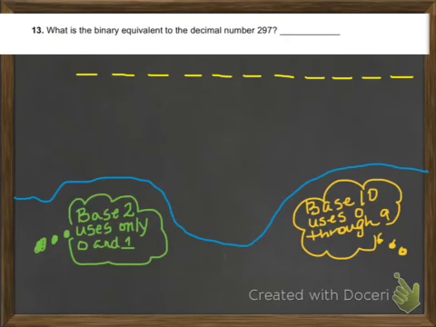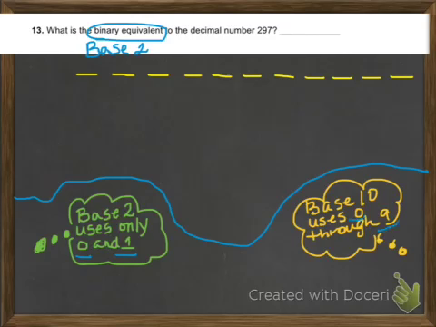What is the binary equivalent to decimal number 297? Remember, binary is just a base 2 number. Base 2 numbers are numbers that computers use, with only the digits 0 and 1. Our number system that we traditionally use, base 10, uses digits 0 through 9.